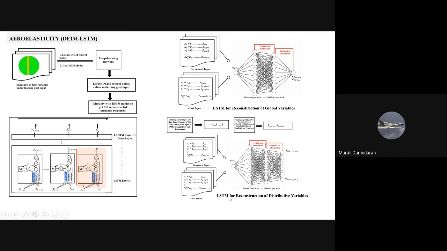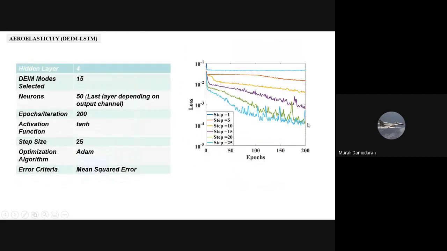And the other one is the LSTM for the reconstruction of the distributive variables. Distributive variables means I want to know what the flow field is, what the CP distribution is on the surface of the airfoil, the skin friction and all that. So given the structural input and gust input, I should be able to predict all that. There are some layers you can play with. We haven't done the parametric studies. We just demonstrate the concept.